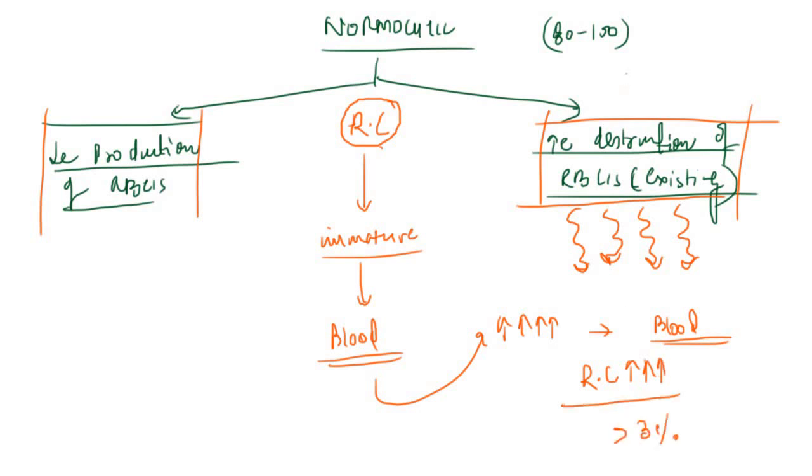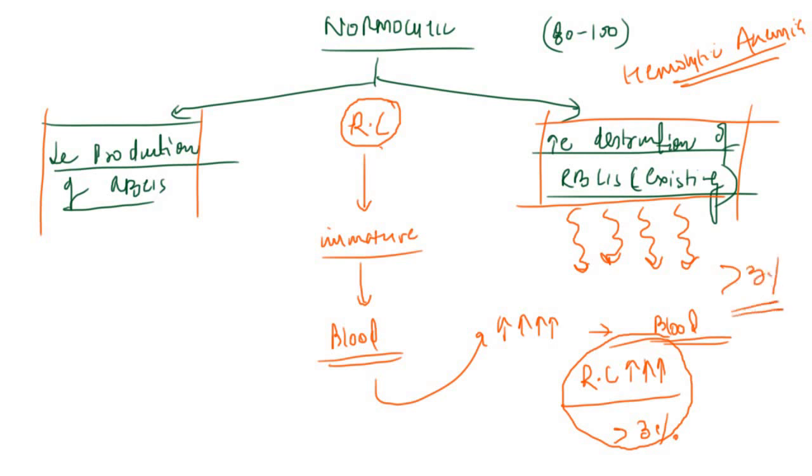So these kinds of anemias, in which there is destruction, are called hemolytic anemia. And how do you differentiate hemolytic anemia? In hemolytic anemia, the reticulocyte count will be increased, and in fact it will be more than 3%.